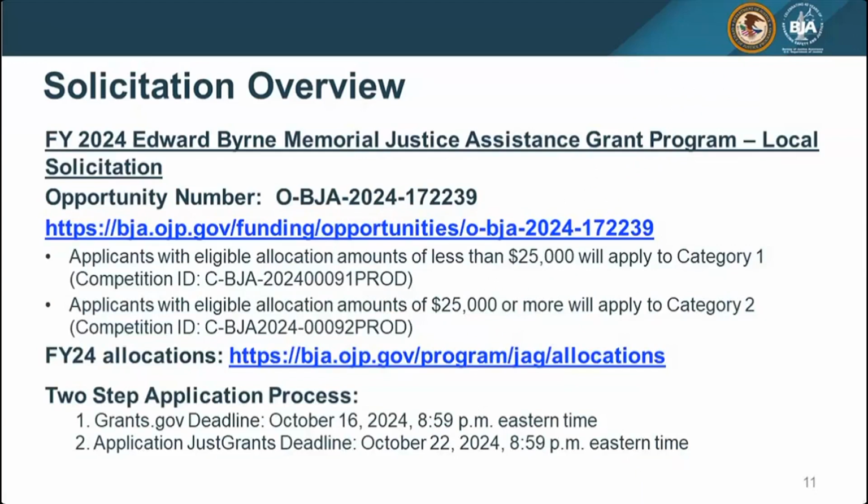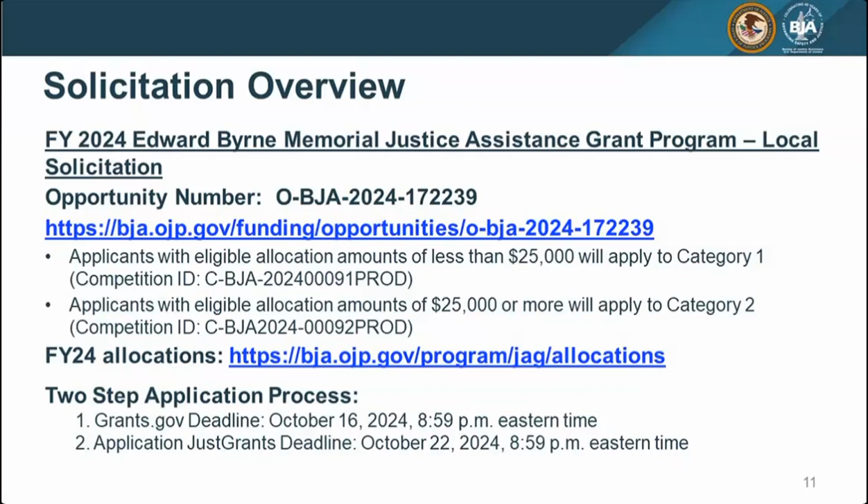As you know, the solicitation has been released. It's currently open and posted on the JAG webpage. And you can access it through the link on our webpage or the link here through the opportunity ID here. There are two categories. If your award amount is over $25,000, you would be applying under category 2. If it's under 25, you would be under category 1.